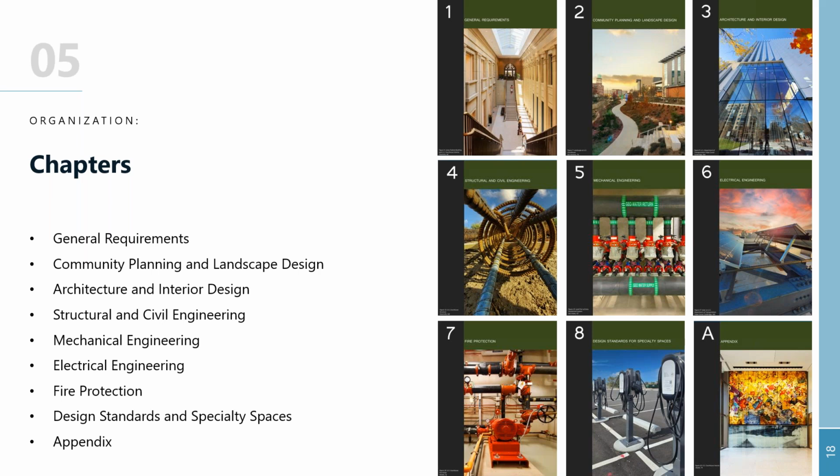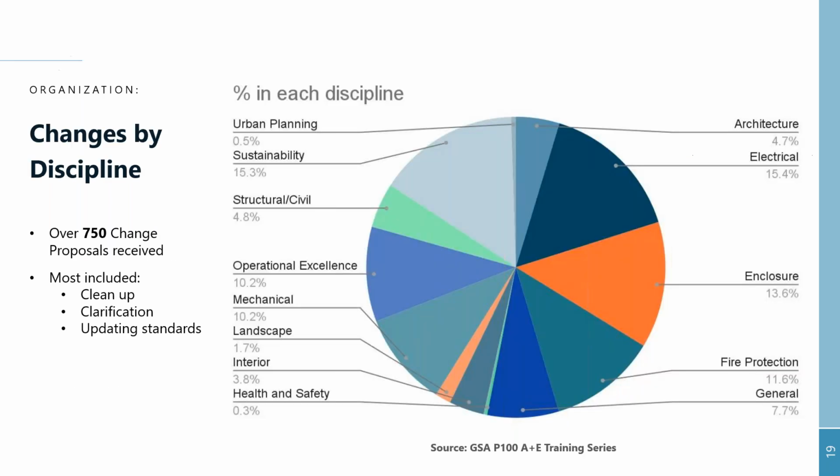When we look at the overall chapters, the P100 is pretty comprehensive. I mean, it covers everything in the design of a building, all disciplines, including their special spaces. GSA has a lot of land ports of entry and courthouses, so including the criteria and associated guidelines for those specialty spaces. And then an appendix with a little more information on BIM, the building information modeling, and cost structure.